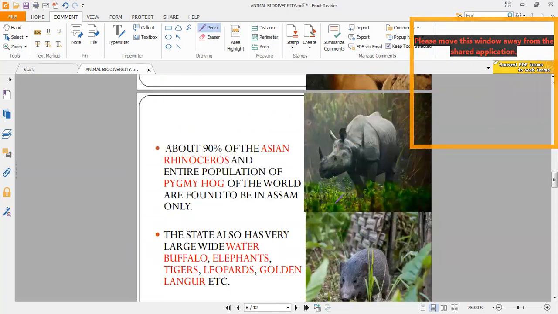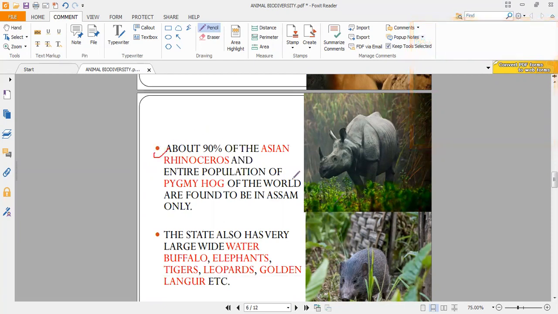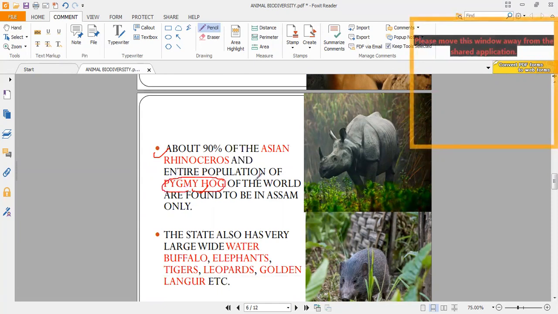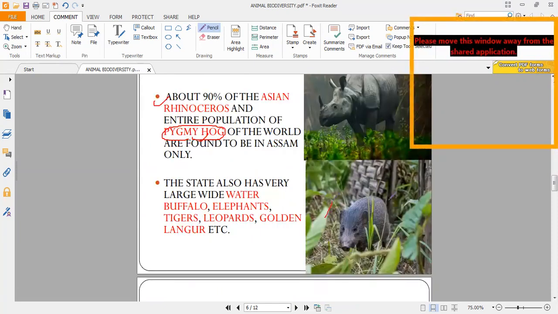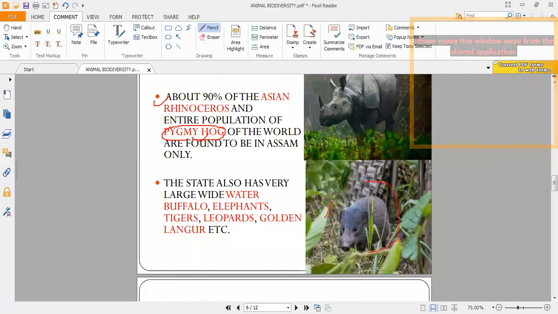Now about rhinoceros, as we know, Assam is very well known for the Asian rhinoceros. 90% of the Asian rhinoceros we see in Assam, along with a species, the pygmy hog. This is a species of pygmy hog, and we can find it in the state of Assam. The pygmy hog is the only species in the genus Porcula, and within that we can find this small animal called pygmy hog in the state of Assam.